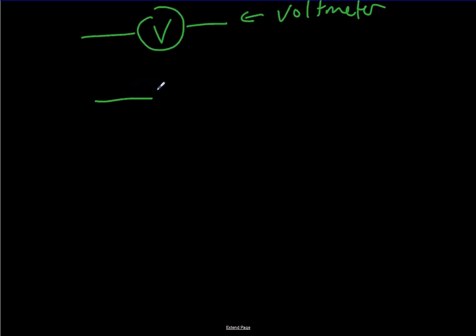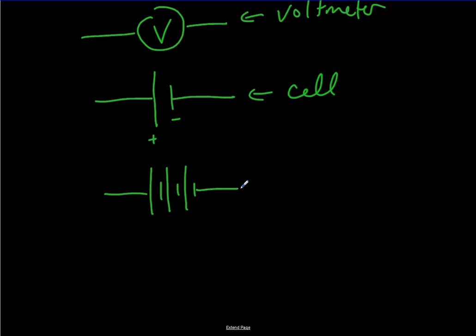There's also cells and batteries. The longer line represents the positive side. Battery just means multiple cells hooked up together in series. And battery here means the same thing it would mean with artillery, for instance. A whole bunch of artillery guns side by side is called a battery, and a whole bunch of cells side by side is called a battery as well.